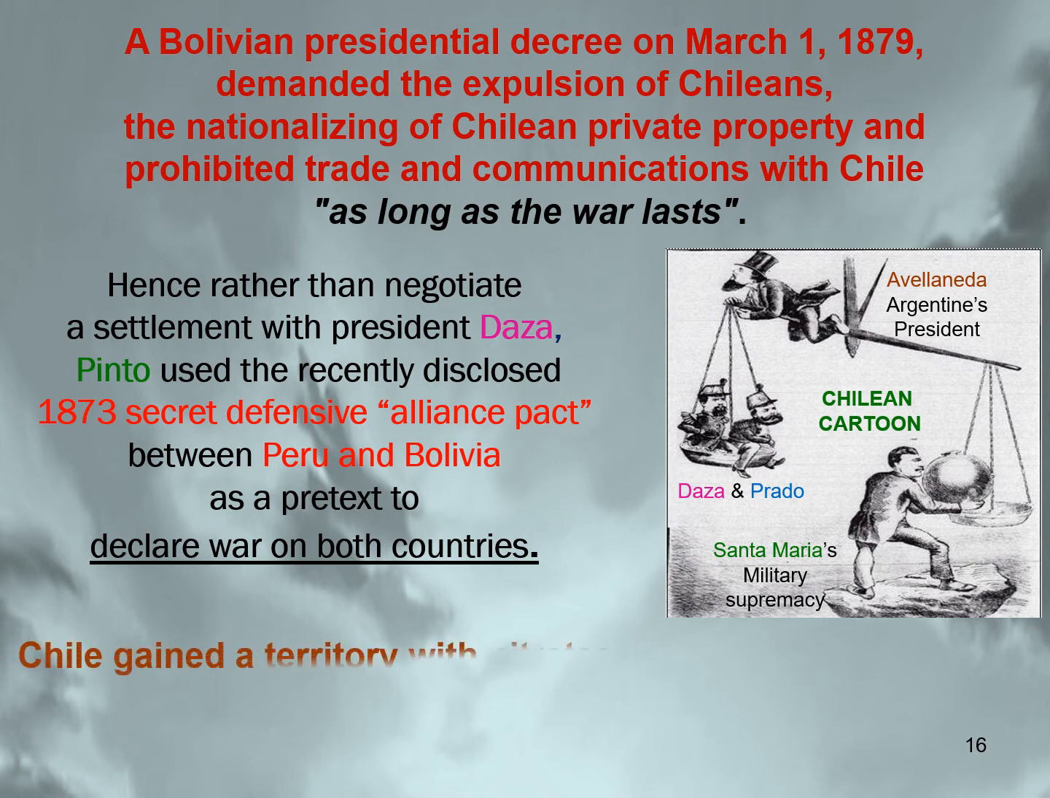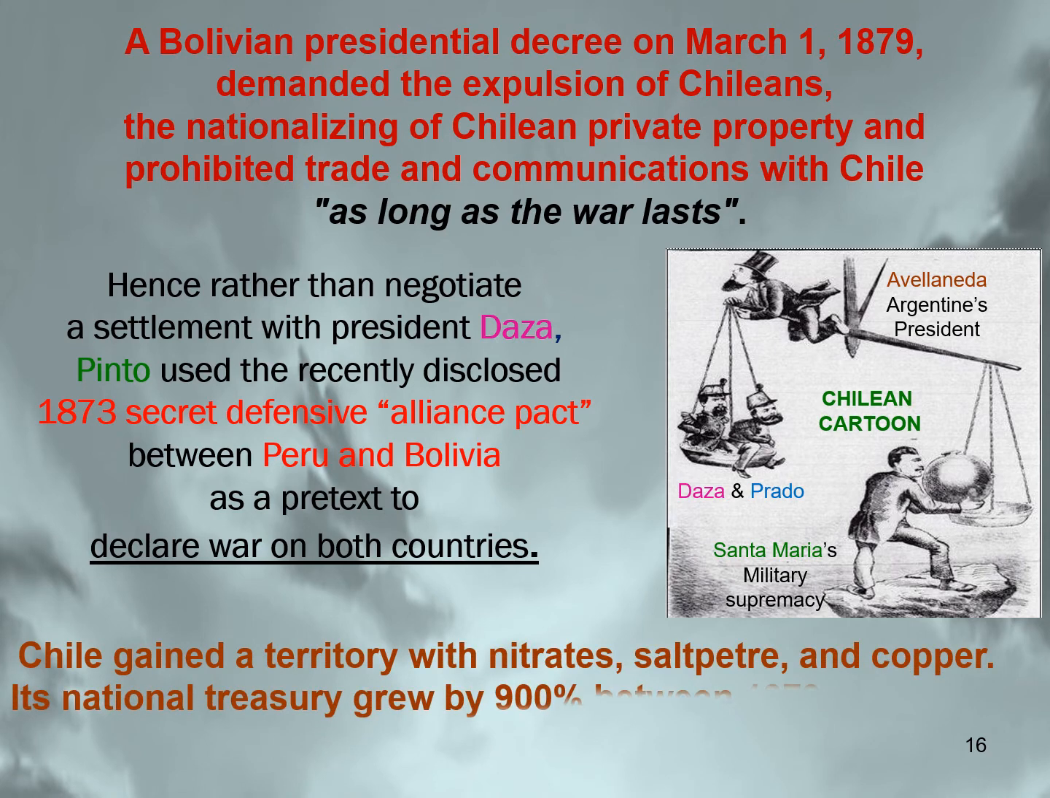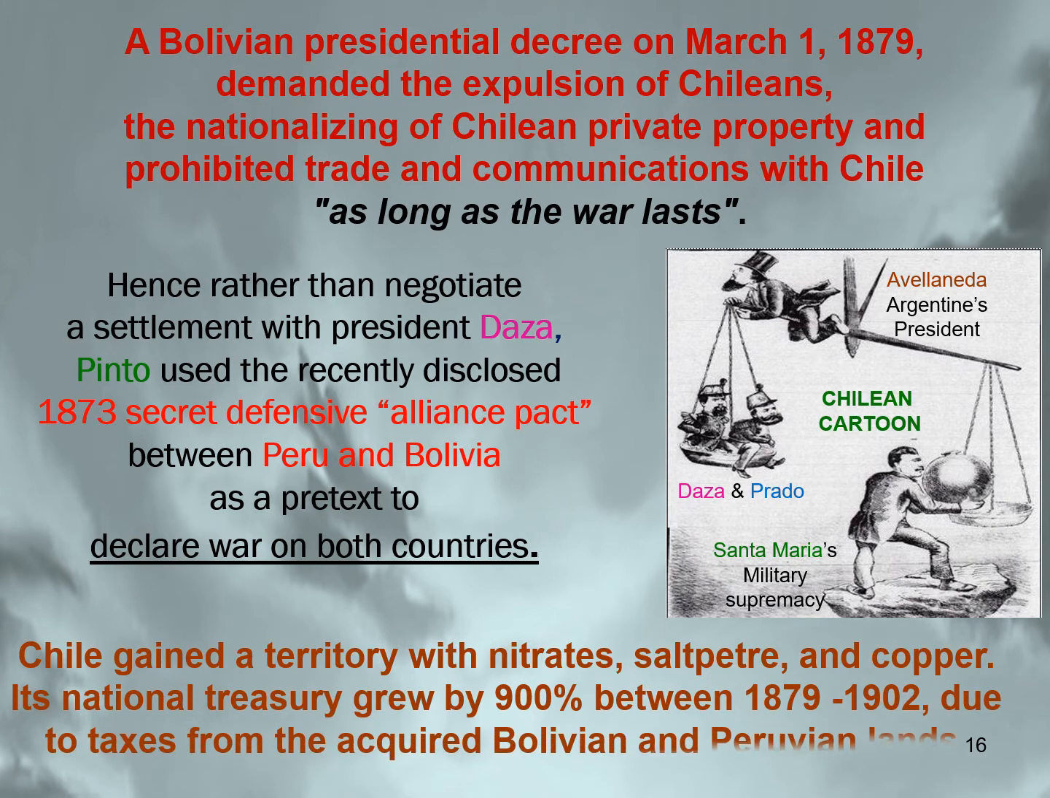Chile, in this way, gained a territory rich in nitrates, saltpeter, and copper. Its national treasury grew by 900% between the years 1879 and 1902, due to taxes from the acquired Bolivian and Peruvian lands.